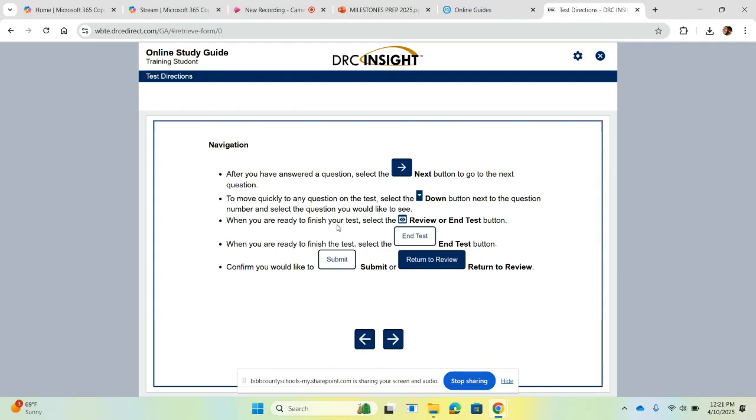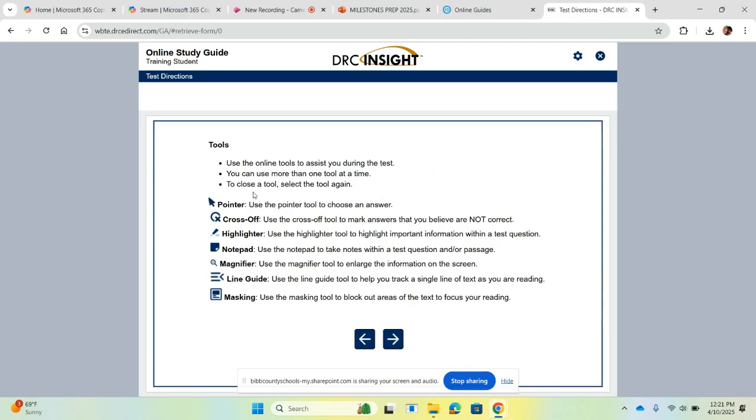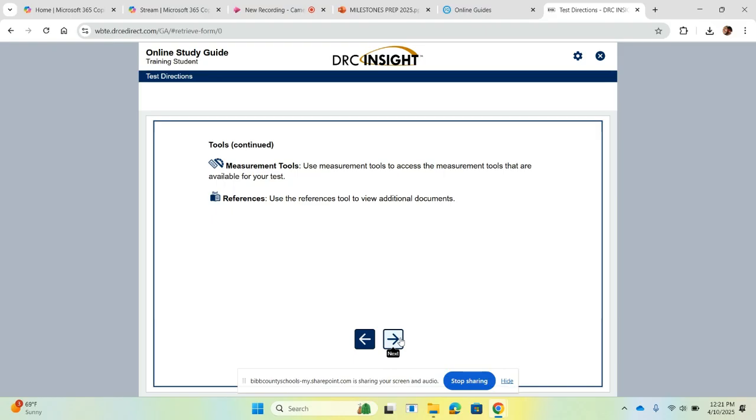When you are ready to finish your test, select the little eyeball, review and end test button. And that is a little eyeball because you're going to review and you're going to make sure you hit the end test button. You're going to confirm and you're going to submit and review again. So here's some more tools. They got the pointer. They can cross off answers. They can highlight words and meanings. They can use a notepad. I'll show you that a little bit further in, and I'll highlight the tools as we go through. A magnifier, you got a line guide, and then also masking. The masking tool will block out the areas, so if they're getting distracted, they can stop it.